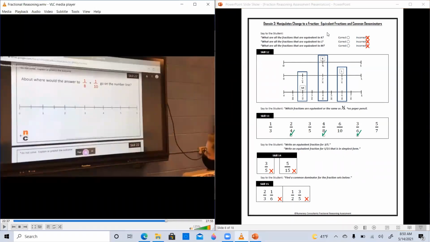Okay, so now we're going to come back to this assessment part too. Sorry, I was late on scoring this. So for 3/5 and 5/15, he was not able to do that. And that has to do with the equivalent fraction. If you remember skill 14, we talked about open concepts. That's one where the procedure is not there for them. They have to apply a procedure.